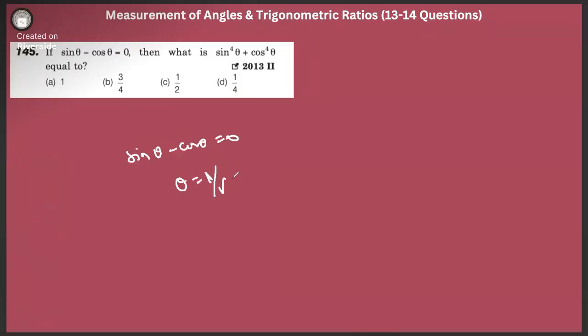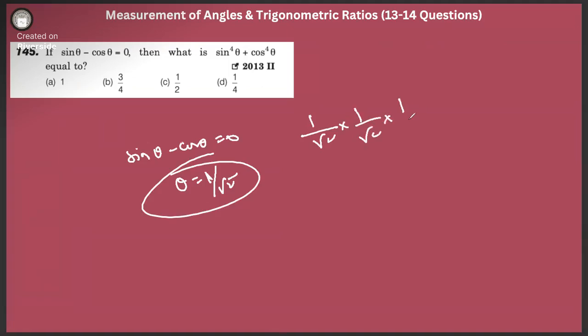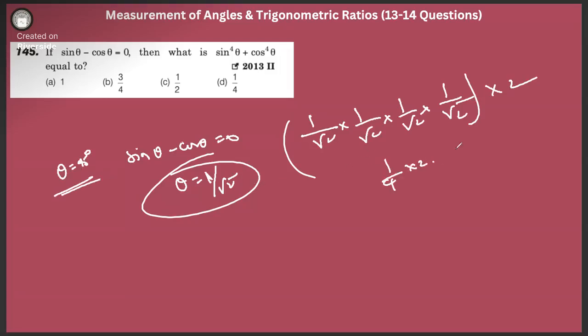Theta is equal to 1 by root 2. Now you put this value over here. 1 by root 2, 1 by root 2, 1 by root 2, 1 by root 2. Okay, nice. And what? Into 2, that's it. So theta is equal to 45 degrees. Yeah. Theta is equal to 45 degrees. Yeah. Right. 1 by 4 into 2.